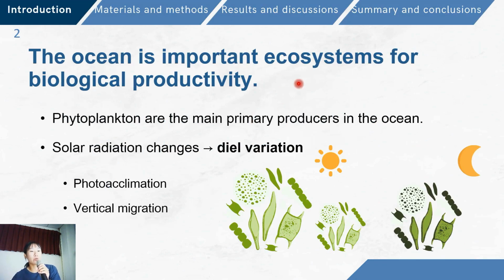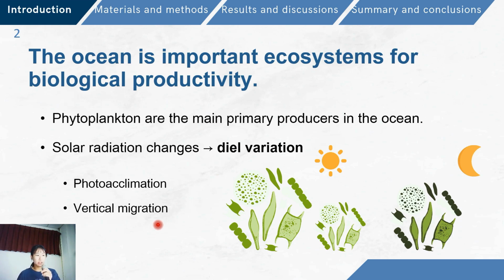The ocean is an important ecosystem for biological productivity. Phytoplankton are the main primary producer in the ocean. Phytoplankton growth depends on sunlight. The solar radiation change during the day we call Diel variation. And the sunlight change can cause different phytoplankton responses, such as photoacclimation and vertical migration.